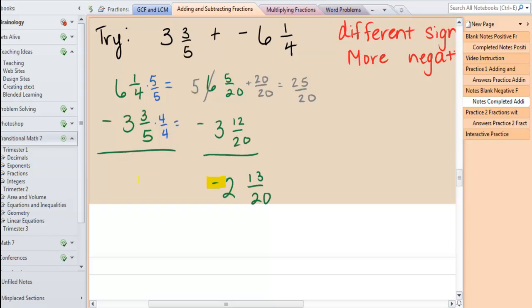So 6 1/4 minus 3 3/5. I'm going to get common denominators of 20. I'm going to have to borrow, and I end up with negative 2 13/20.